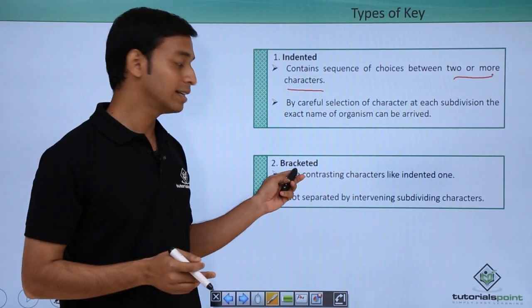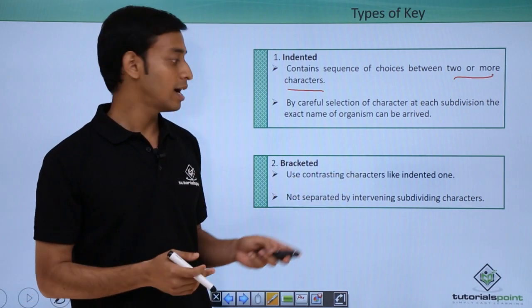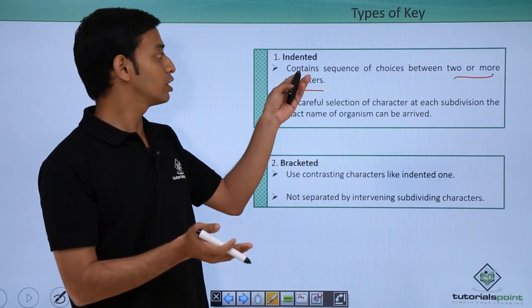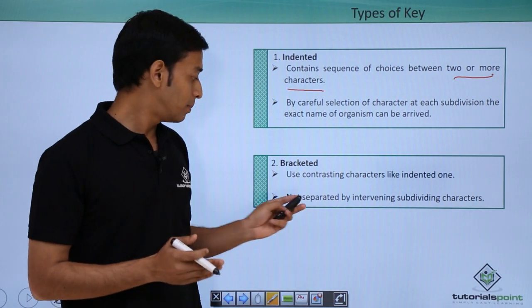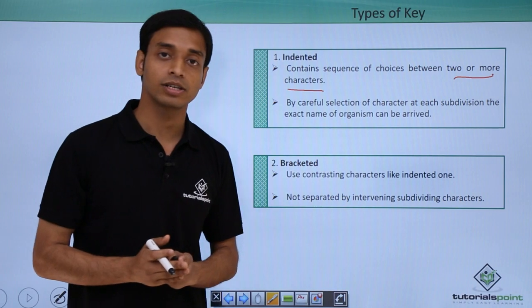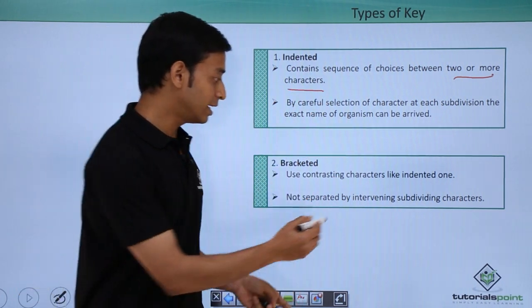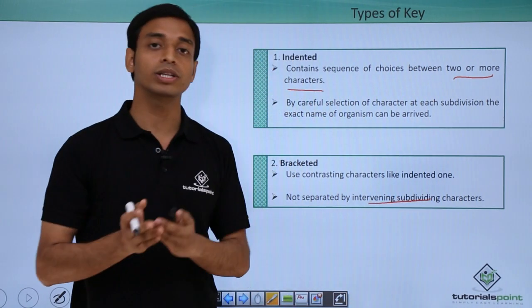In case of bracketed key, contrasting characters are used. This is similar to that which is performed in case of indented key, but here these are not separated by intervening subdivision characters. So this is the difference between indented and bracketed. Here there are no subdividing characters in between them.